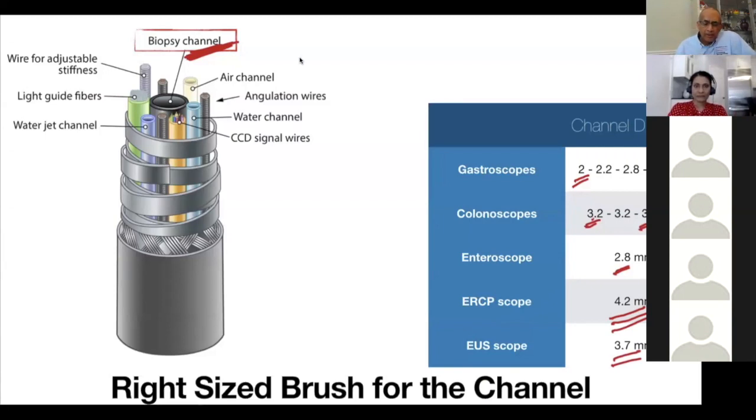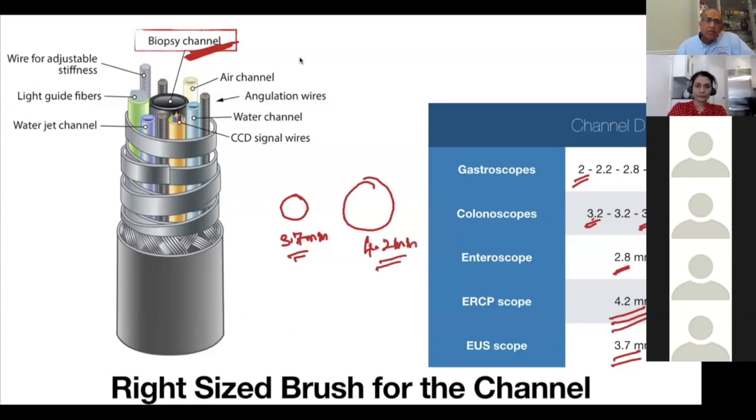Why is this important? Say, for example, you have a small channel. Most of these scopes have 3.7, 3.7, 3.7. Say, for example, it's a 3.7 millimeter channel, right? That is an EGD scope or a colonoscope or an EUS scope. Then you have an ERCP scope that is a 4.2 millimeter channel.